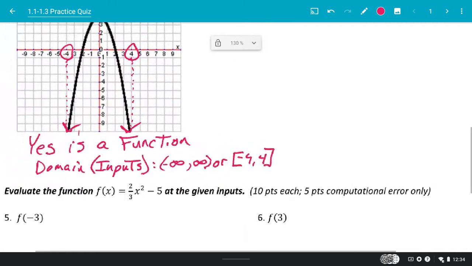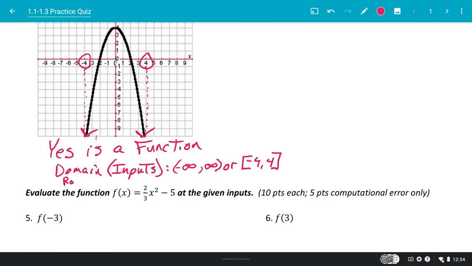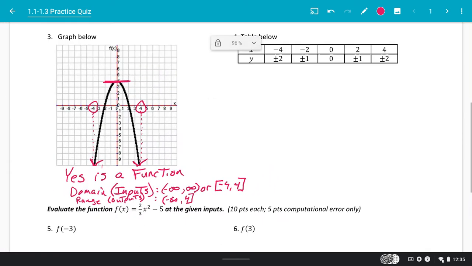Then my range, or my outputs, are, well, it goes forever and ever down. It goes all the way to negative infinity. And then it only goes up to 4. So from negative infinity to 4 is my range. That was a difficult one.